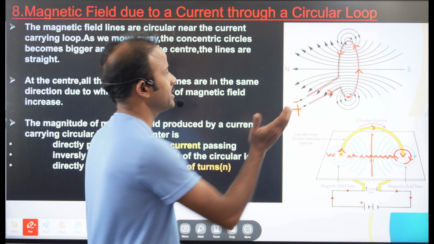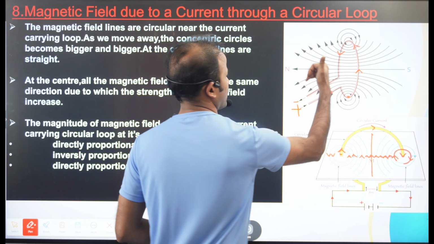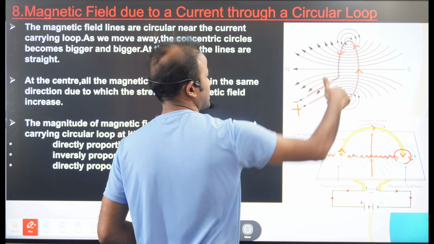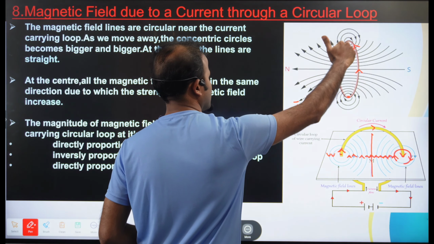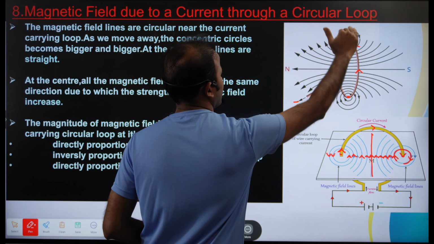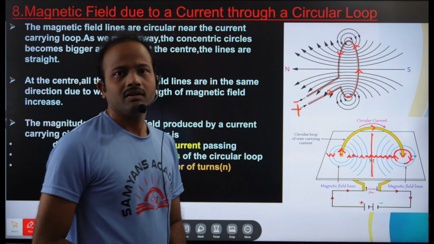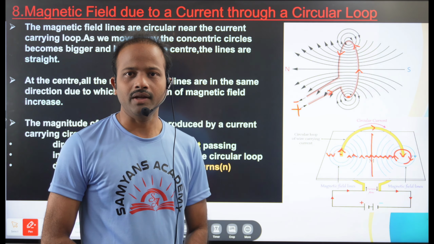The current is moving in anti-clockwise direction. You fold your fingers in anti-clockwise direction like this. The current moving direction, you fold your fingers in the direction of the current. In the circular loop, the current is moving in anti-clockwise direction. Now this thumb indicates the direction of field lines, which indicates the north pole, right?